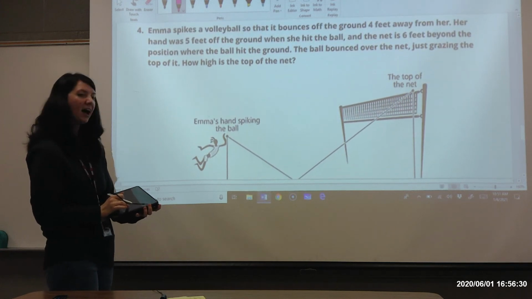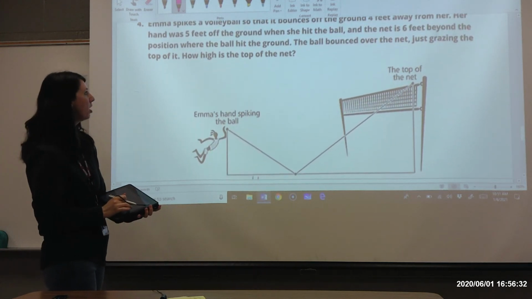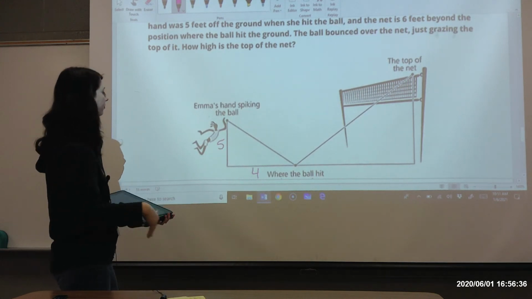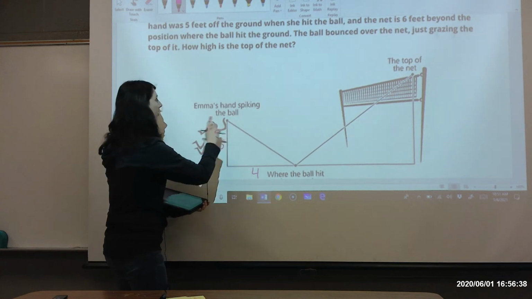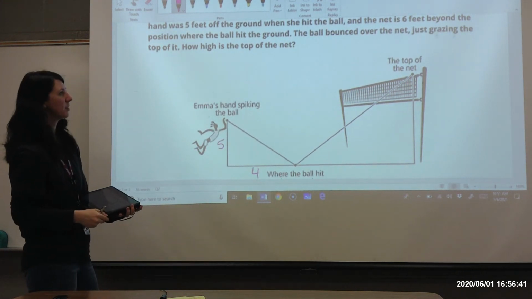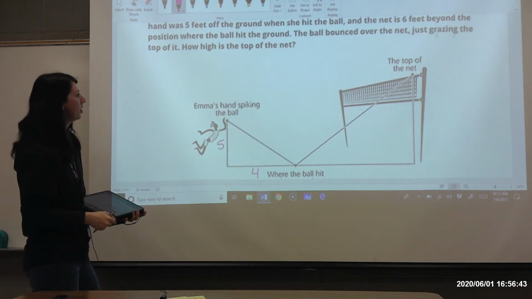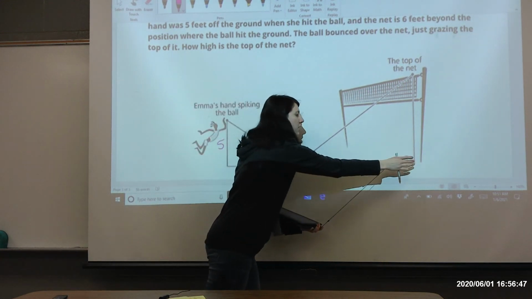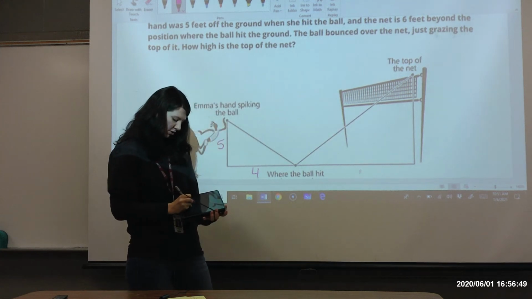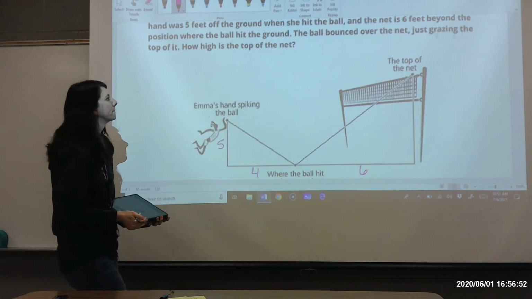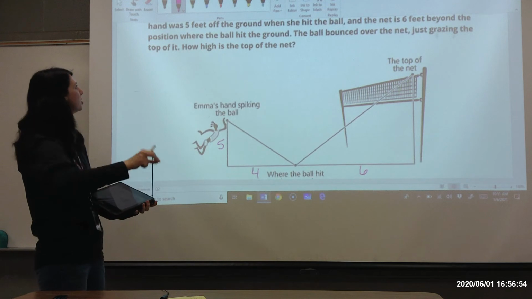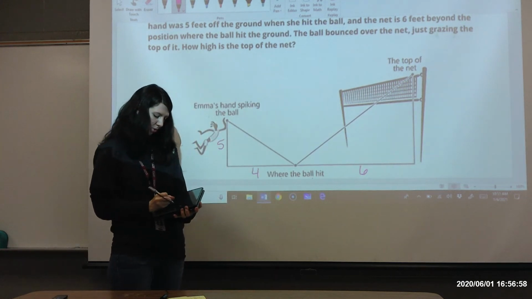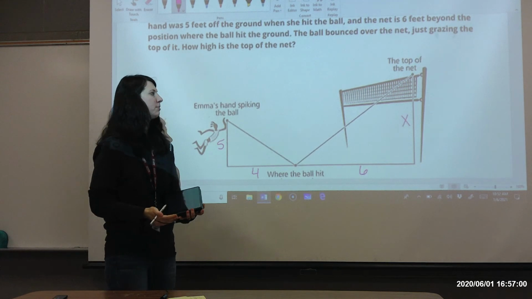Her hand was 5 feet off the ground when she hit the ball. So that's going to be our vertical measure here. So 4 feet away from her, 5 feet off the ground. And the net is 6 feet beyond the position where the ball hit the ground. So here's where the ball hit the ground, and 6 feet beyond that is the net. So I know that this measure is 6. Okay. The ball bounced over the net, just grazing the top of it. How high is the top of the net? So we are looking for this measure here.